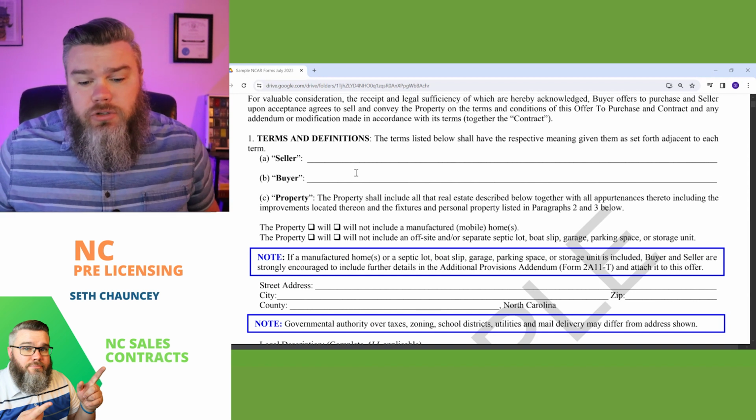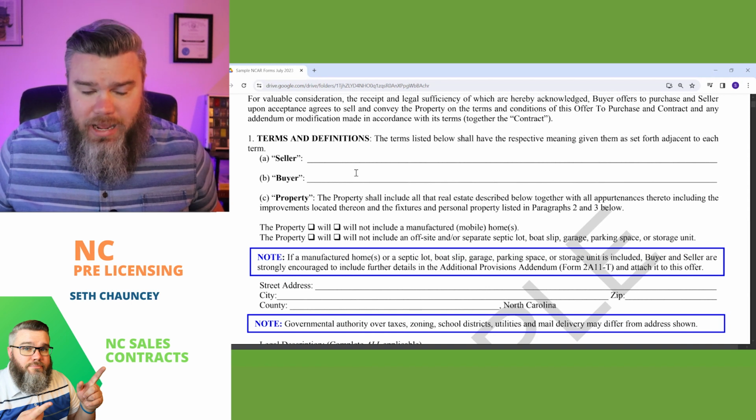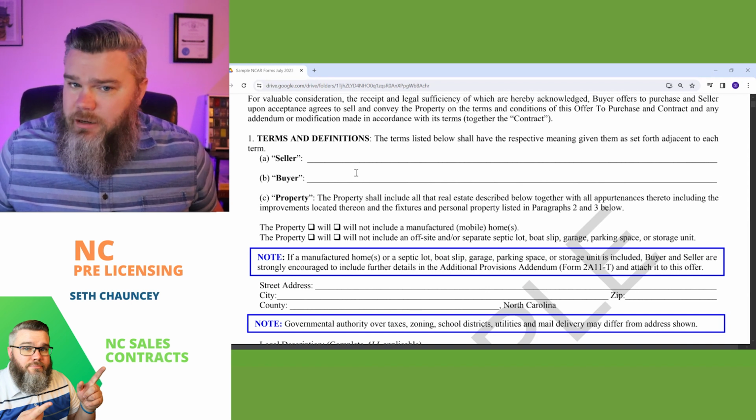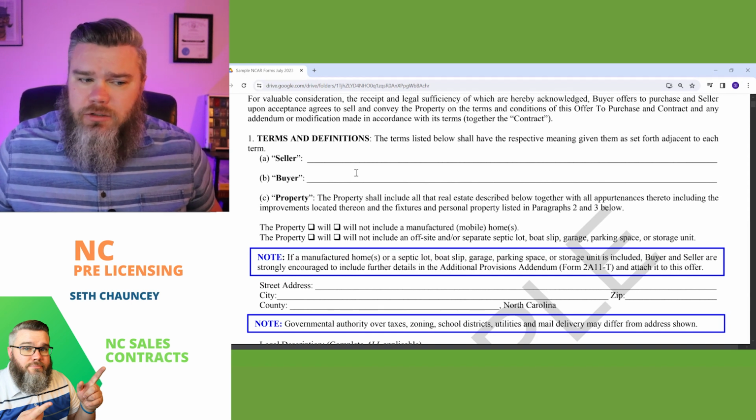Why? Because John and Jane could be brother and sister. So we need their actual legal names. We need to know their titles. Are they siblings? Are they spouses? What is their status? I don't know how testable that is, but just in case.